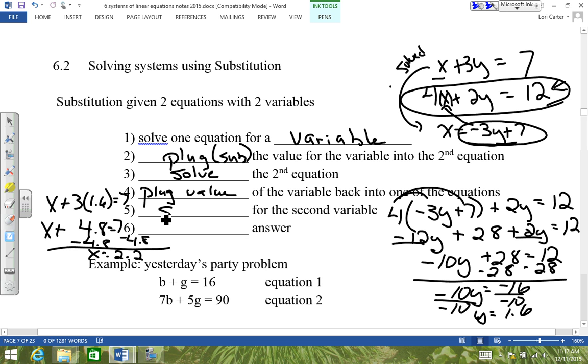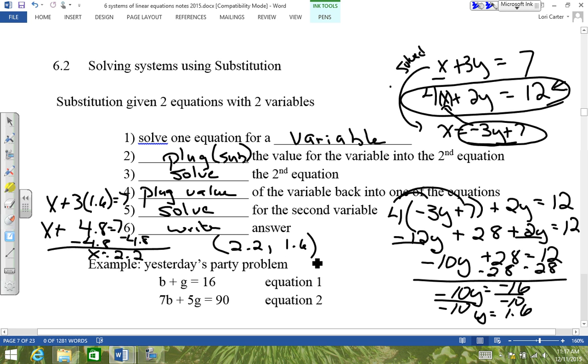So you solve for the second variable. Do I have my point now? Yes. Let me write this down. So your point is 2.2 comma 1.6.